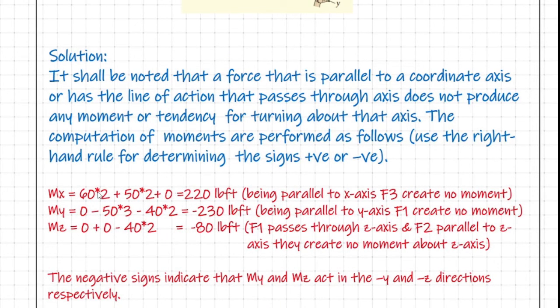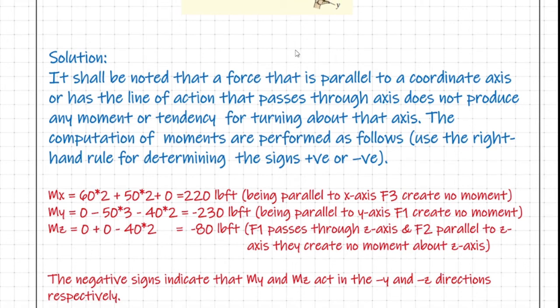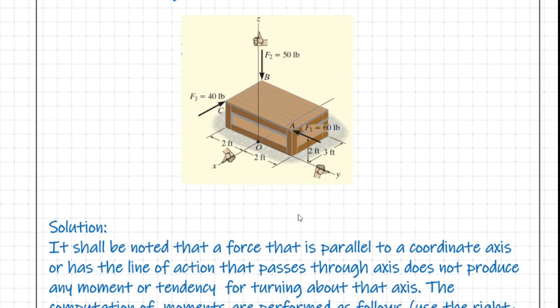So summing up the moments produced by the individual forces F1, F2, F3 about the x-axis, we calculate the total moment of F1, F2, F3 about the x-axis as 220 lb feet. Now this positive sign indicates that the total moment will be counterclockwise. Counterclockwise means that this moment vector will be directed along the positive x-axis. So now let us apply the same technique for the calculation of the moment about the y-axis.